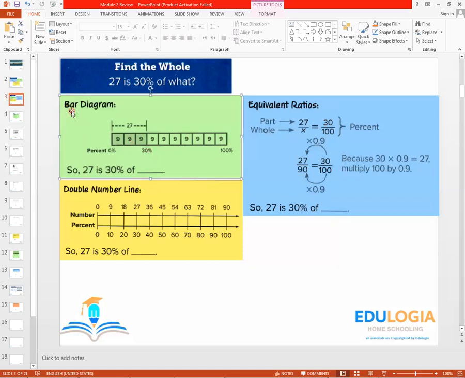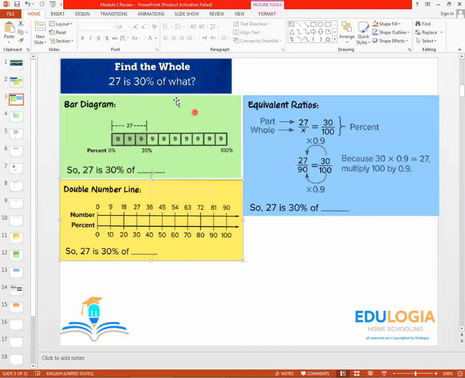If you would like to use a bar diagram, it's okay. Divide the whole number into 10 parts from 0 to 100. The 30% represents just 3 squares. And also, you have to take 27 as part of the whole number. If you want to find the whole number, you have to multiply 10 squares by the value of 1 square. 10 times 9 is 90 also.